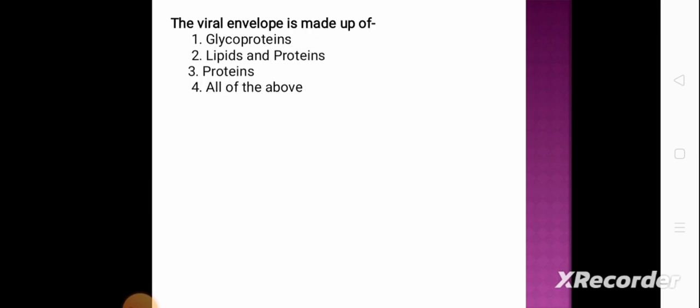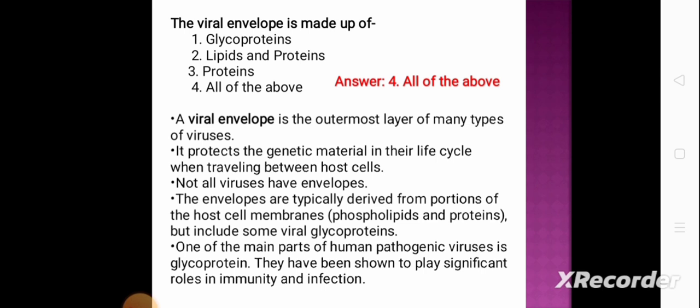The viral envelope is made of option 1 glycoproteins, option 2 lipids and proteins, option 3 proteins, and option 4 is all of the above. And the correct option is option 4, that is all of the above. So the viral envelope is made of glycoprotein, lipid and proteins, all these things. A viral envelope is the outermost layer of many types of viruses. Not all viruses have an envelope.